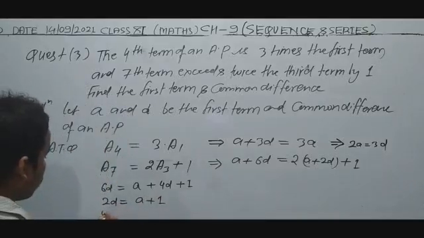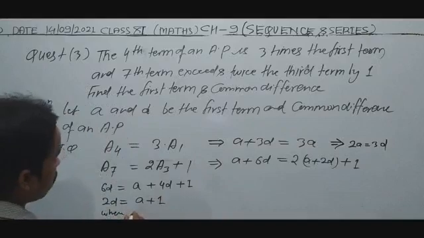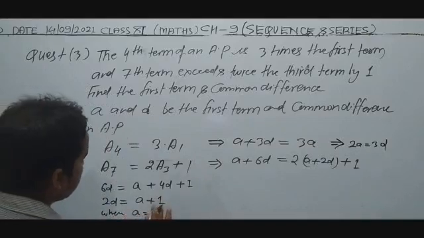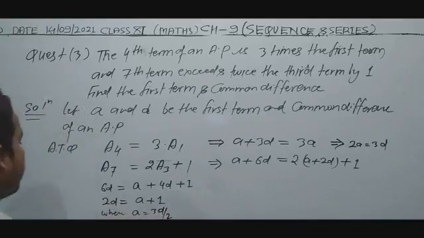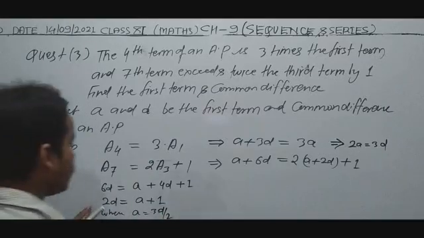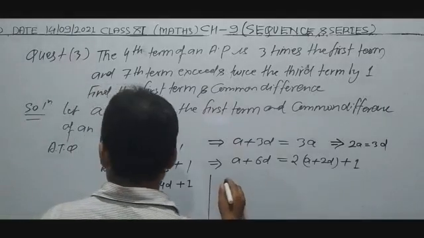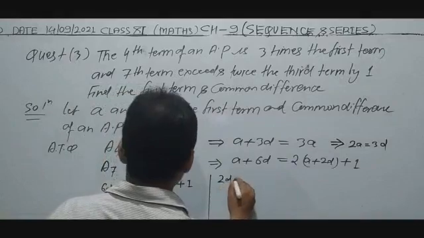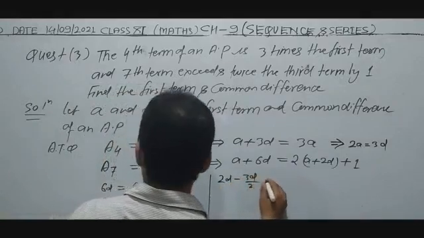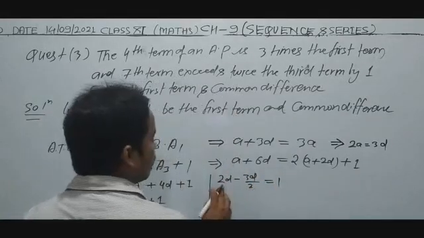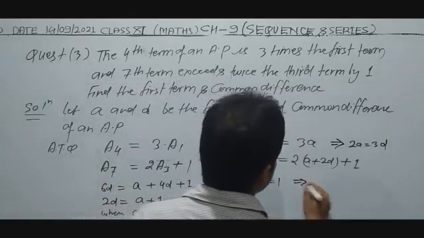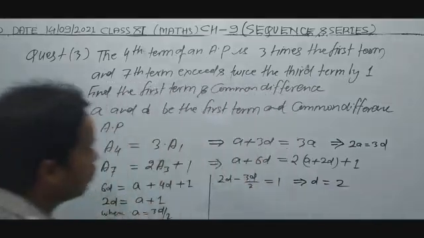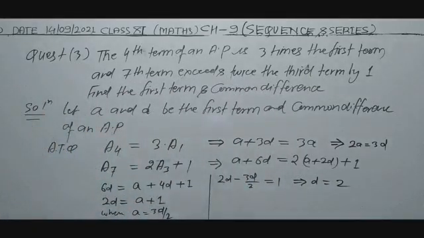So when A is equal to 3D by 2, you will put it here. Now what values will you get? You will get 2D minus 3D by 2 is equal to 1. This implies 4D minus 3D by 2 is equal to 1. This implies D is equal to 2. See, D is equal to 2.